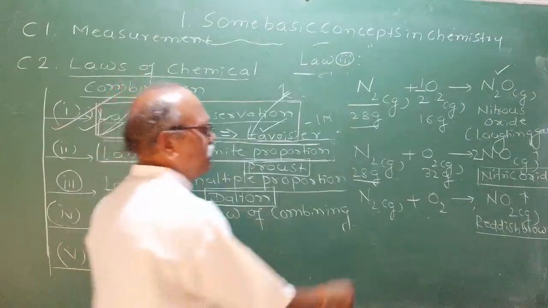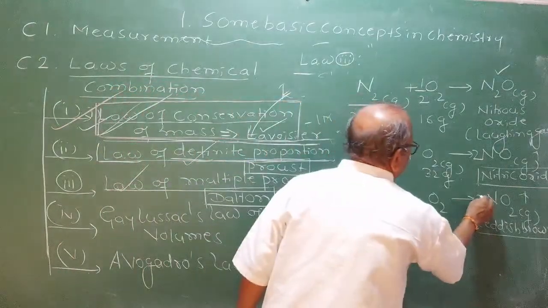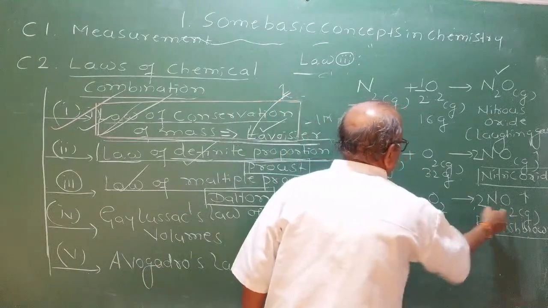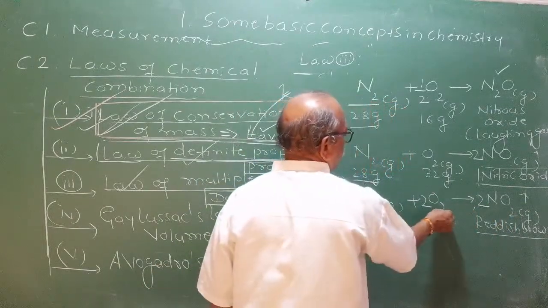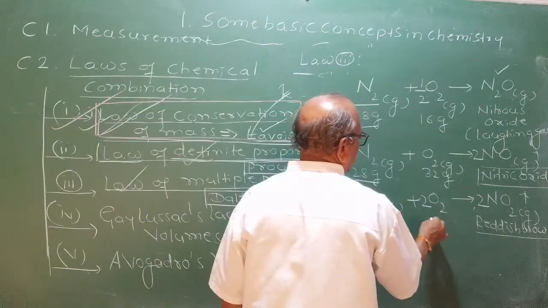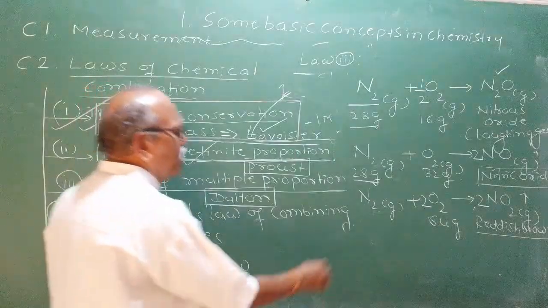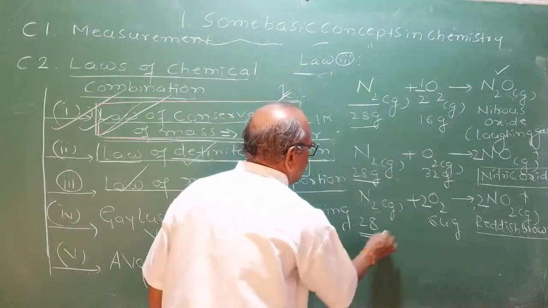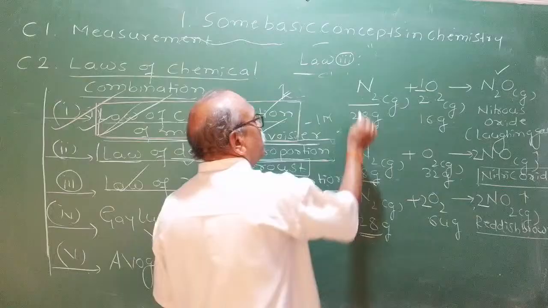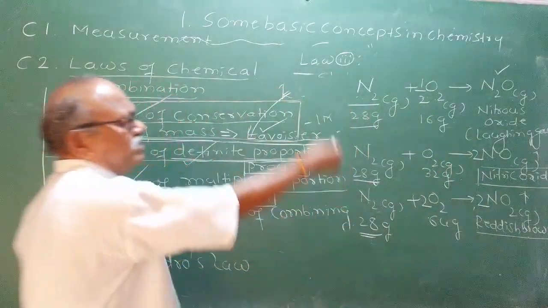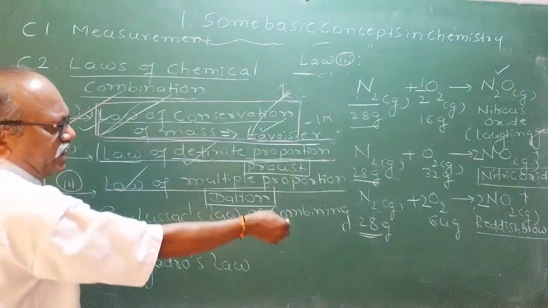Right? Now we want nitrogen plus oxygen forms 2NO2. Already 2 nitrogen atoms are balanced. To balance oxygen, I must take 2 O2. There are 4 oxygen atoms. 16 fours are 64 grams. Observe, the mass of the nitrogen is not disturbed. Same nitrogen and oxygen are combining, forming how many products? 3 products: nitrous oxide, nitric oxide, nitrogen dioxide.